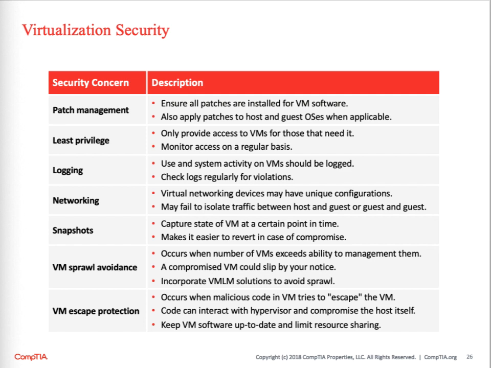And then we want VM escape protection because, once again, malicious code or persons can try to escape the VM, right? And so this code can interact with the hypervisor and then directly affect our underlying host and access all the, then maybe even get directly into our network. The best way to protect against VM escape is to make sure that our virtualization software is up to date, right? And limit any resource sharing.